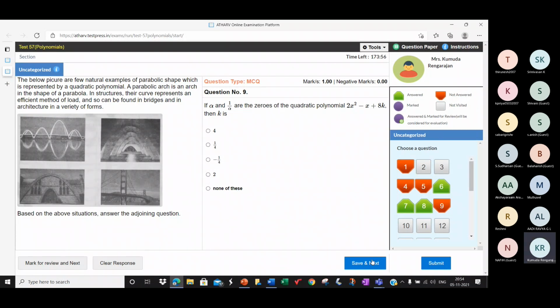Is it the sum rule or the product rule? Product rule. Correct. So the zeros alpha and 1 by alpha, their product is 1. That means C by A is equal to 1. What is alpha into 1 by alpha? The product of the zeros is 1. And how do you find the product of the zeros? C by A. C by A is equal to 1. On working that, K is equal to 1 by 4.